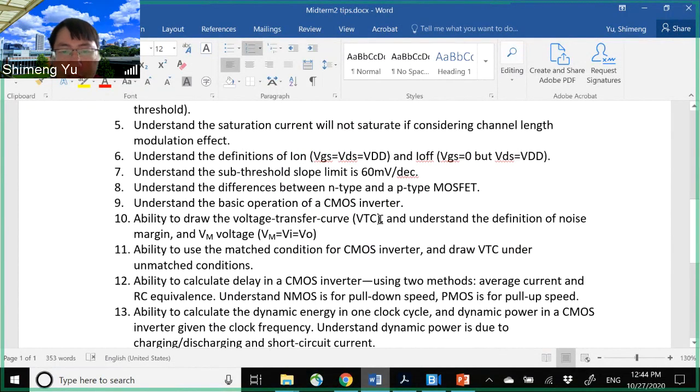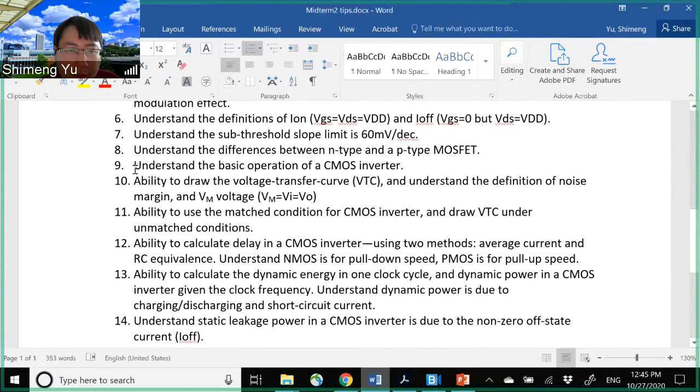But to make it simple to use those equations, the suggestion, as we discussed in the lecture for the PMOS, is to take the absolute values for all the voltages, then the PMOS is like the NMOS. You can use the IV equations.